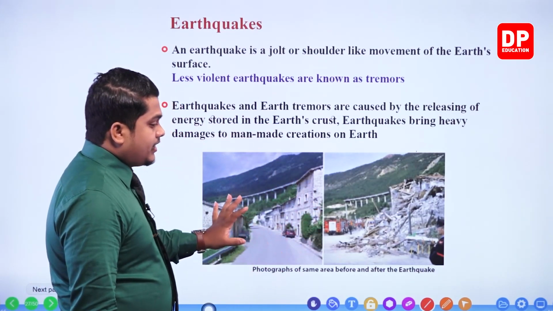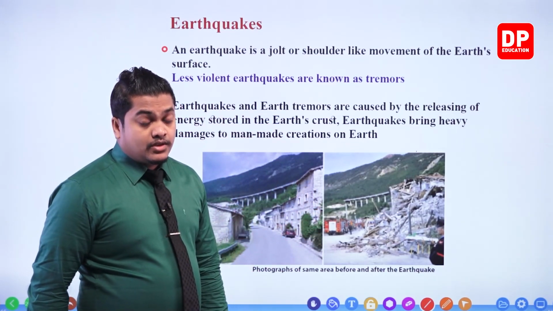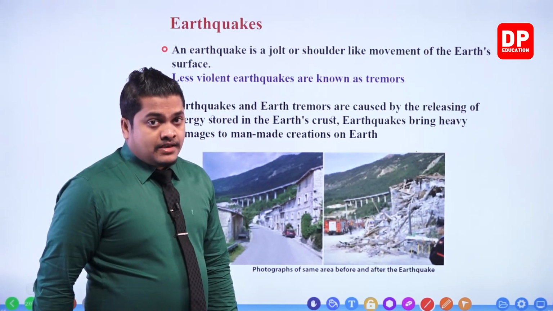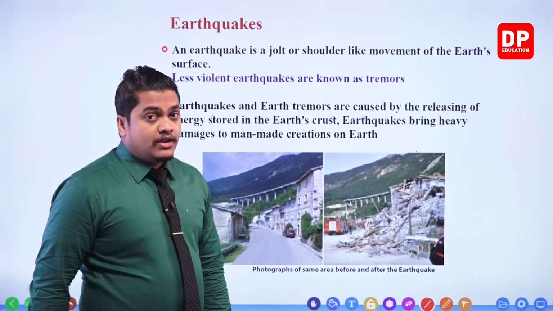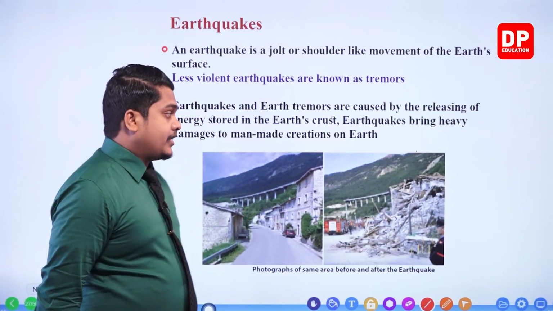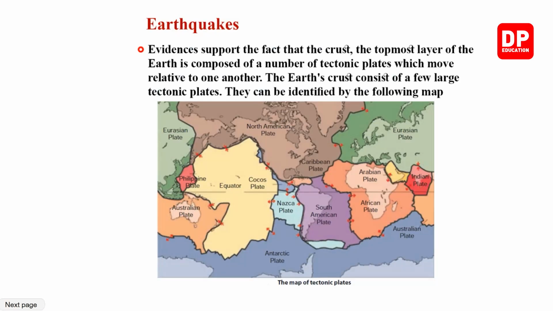And this is in a certain area where an earthquake has occurred. Okay, so by just looking at the figure, you can see that it's going to be very nasty. Right then, evidence supports the fact that the crust, the topmost layer of the earth, is composed of a number of tectonic plates which move relative to one another.